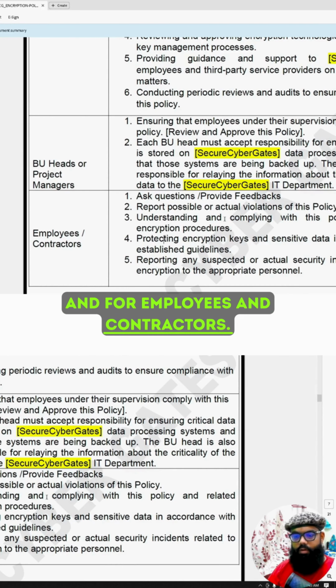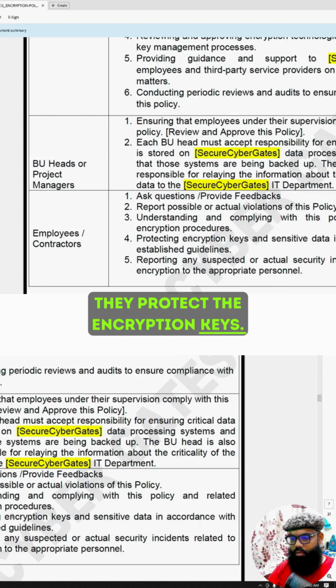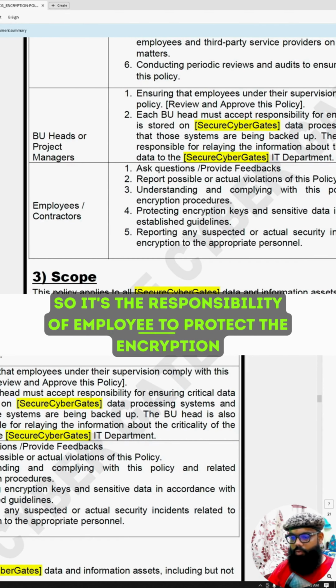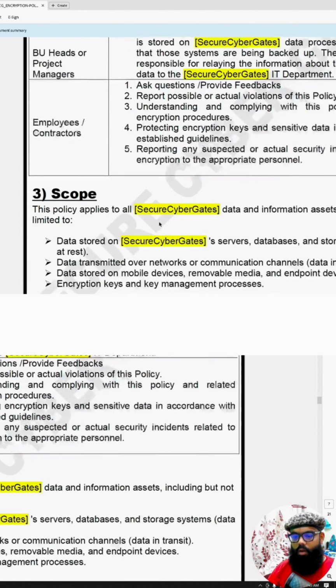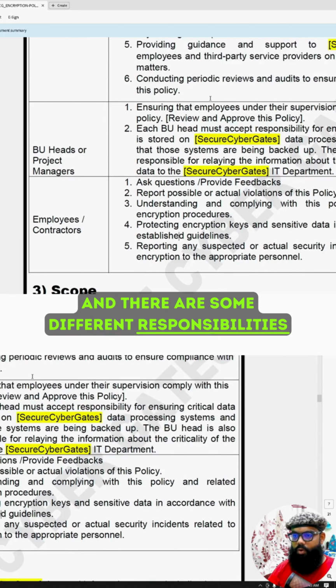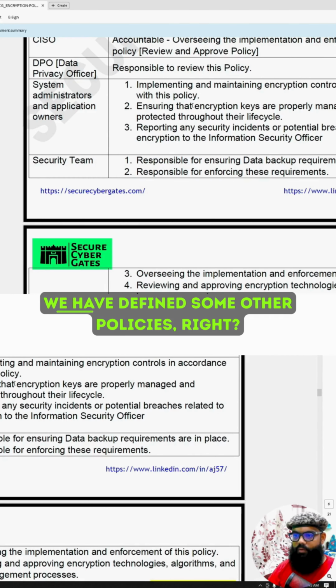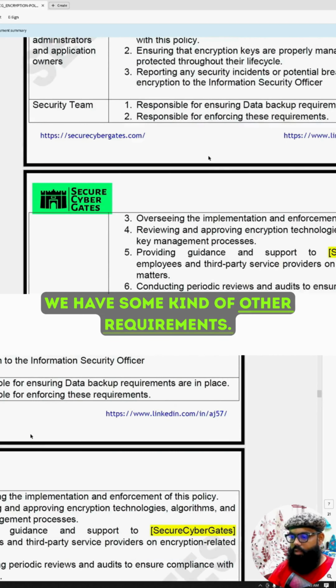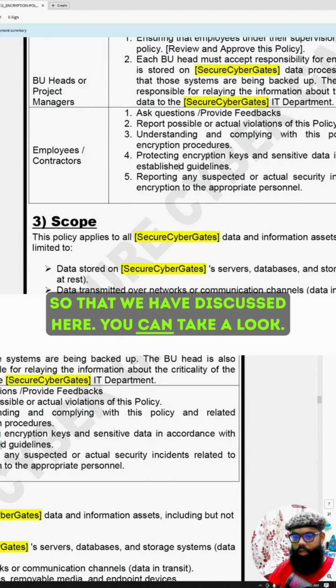Also, employees and contractors protect the encryption keys. So we have encryption keys and sensitive data, and it's the responsibility of the employee to protect the encryption keys. There are some different responsibilities here as for others. We have defined some other policies, right? So from there, we have some other requirements that we have discussed here. You can take a look.